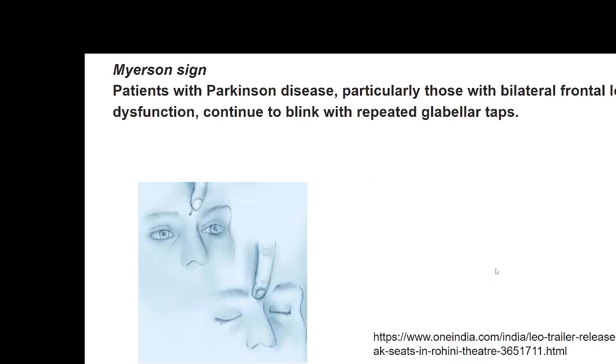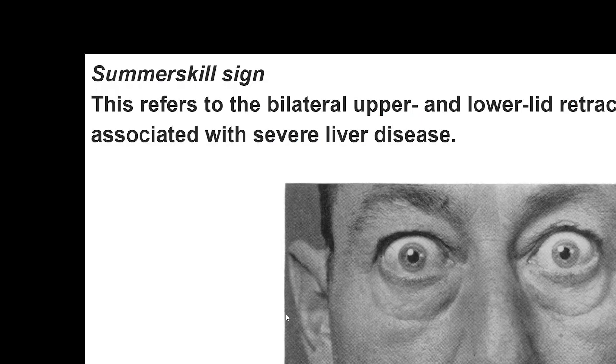That's called Möbius sign, which is also a sign of thyrotoxicosis. Then Myerson sign is usually seen in patients with Parkinson's disease. It's also called the glabellar tap, which we consider a primary reflex activity. In a child, when you touch the glabellar area, the eyes will close. But in an adult, this doesn't happen. But in a patient with Parkinson's or extrapyramidal tract lesion, this is one of the signs. As you touch the forehead or just hit the forehead with a soft touch, the eyes will close, and this suggests abnormality of the frontal lobe, usually in Parkinson's disease.